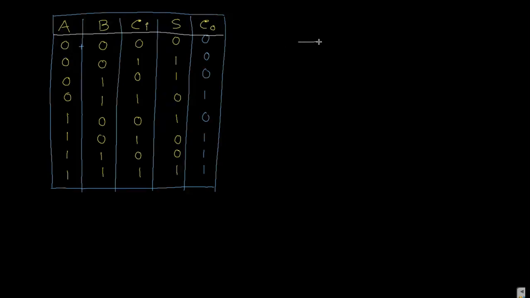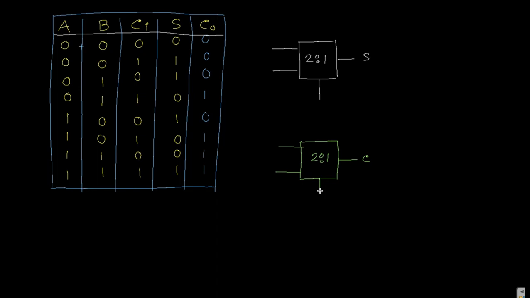2:1 mux. So here one is a 2:1 mux for S. As it is a 2:1 mux, the inputs are 2, the output is 1, and the select line is 1. So this is 2:1 and it is for S. And you draw another 2:1 mux to solve the carry, and obviously there is another select line.